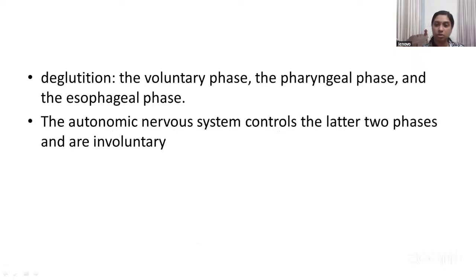So, deglutition has three phases. First is the voluntary phase or the oral phase. Second is the pharyngeal phase and third is the esophageal phase. And the autonomic nervous system controls the latter two phases and they are involuntary. So, sympathetic and parasympathetic influences are there for the pharyngeal and the esophageal phases, and they are involuntary, also under higher nervous system control.